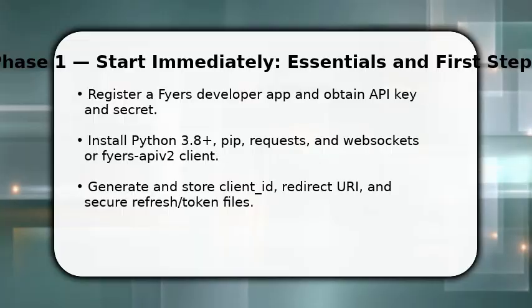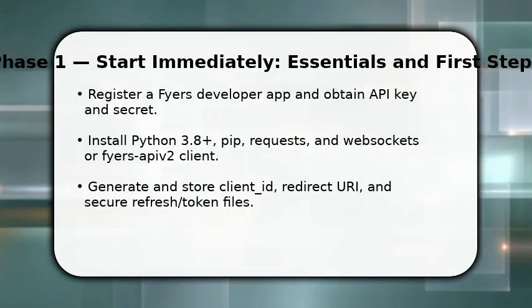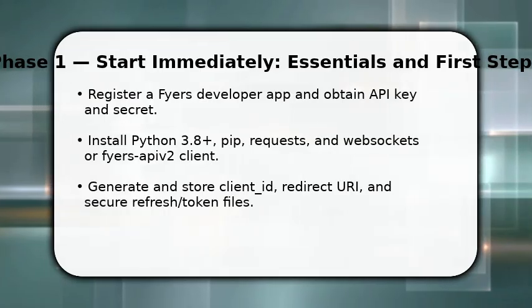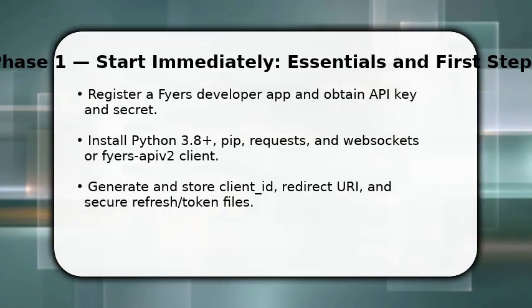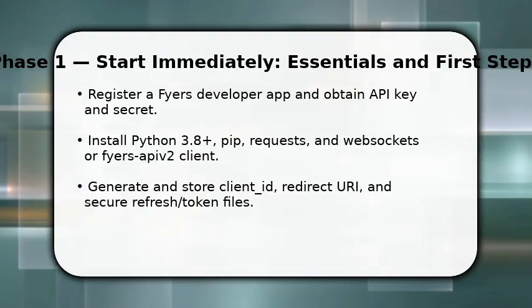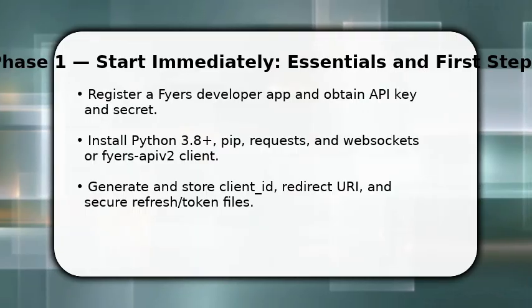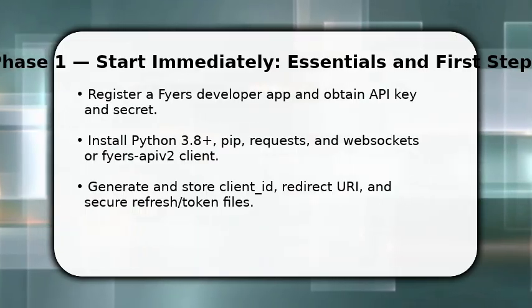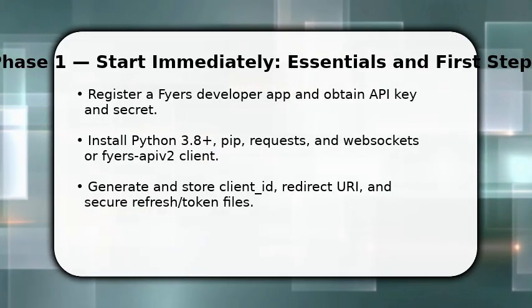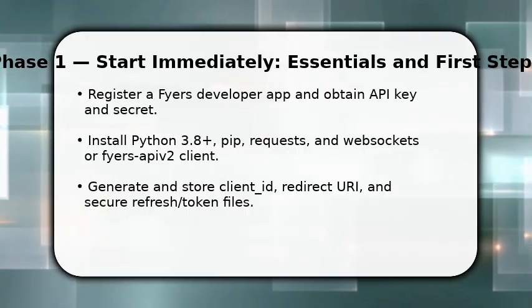You start by confirming prerequisites: Python 3.8 or newer, and pip. Next, register a Fyers developer app to get an API key and secret. This is required to request tokens. Once done, install the needed packages: requests and websockets, or the official Fyers client if available.